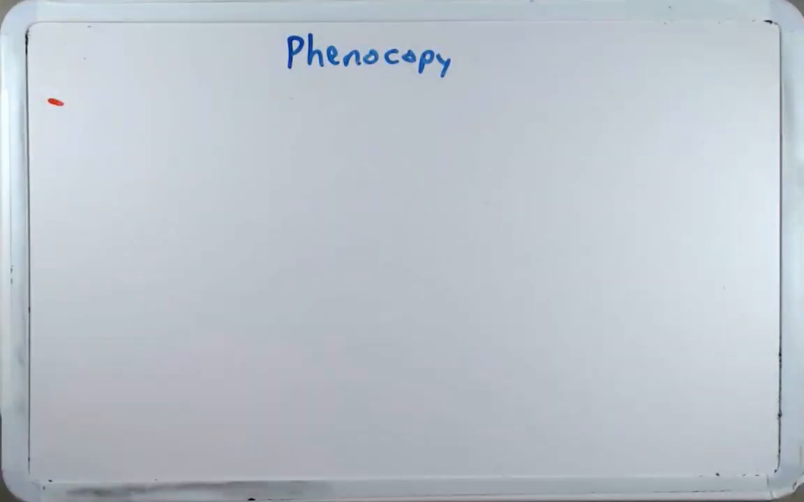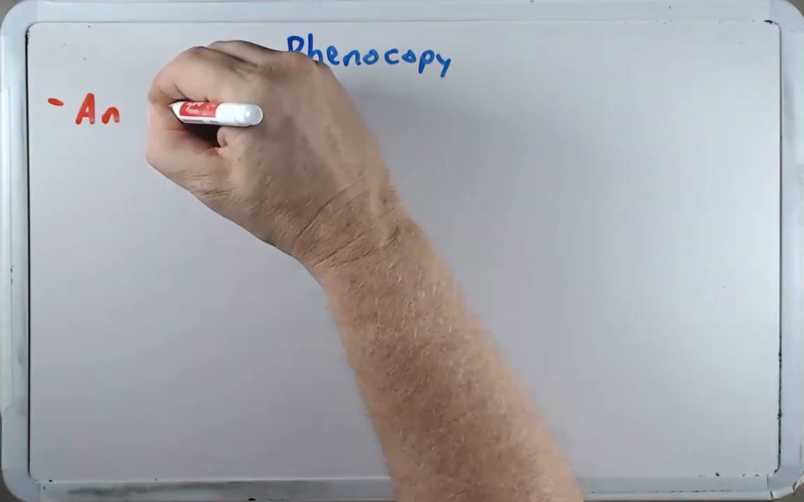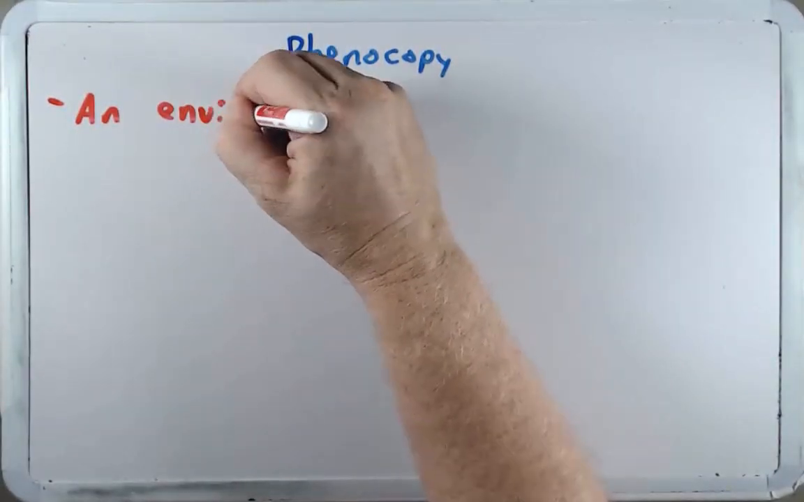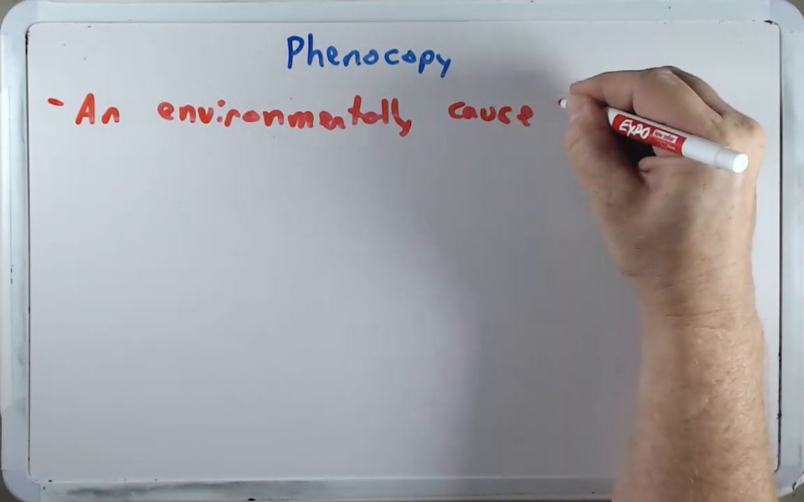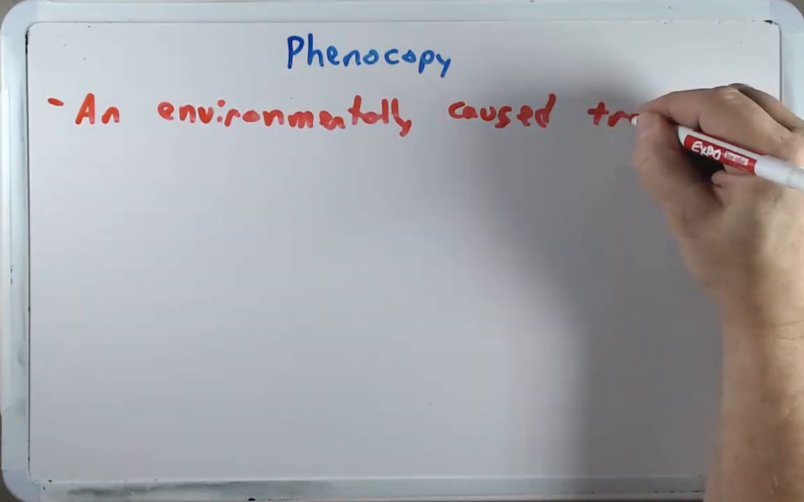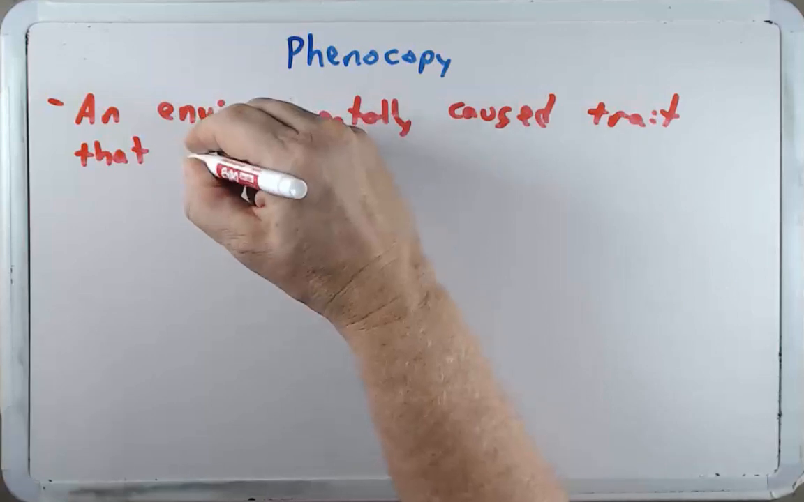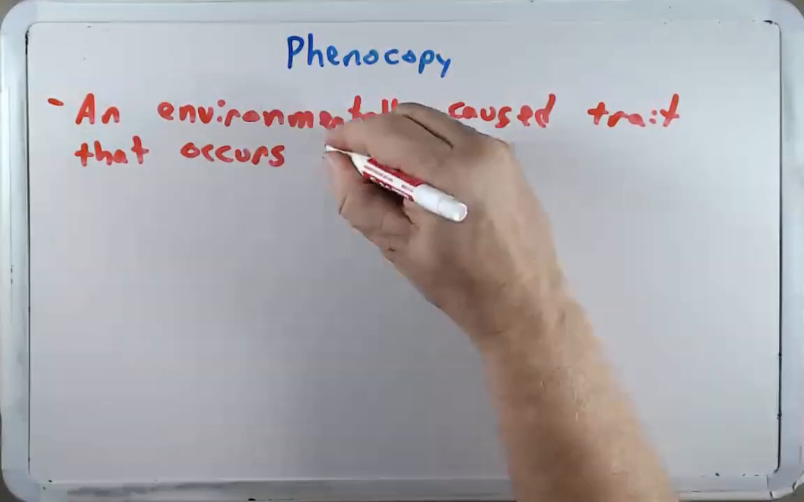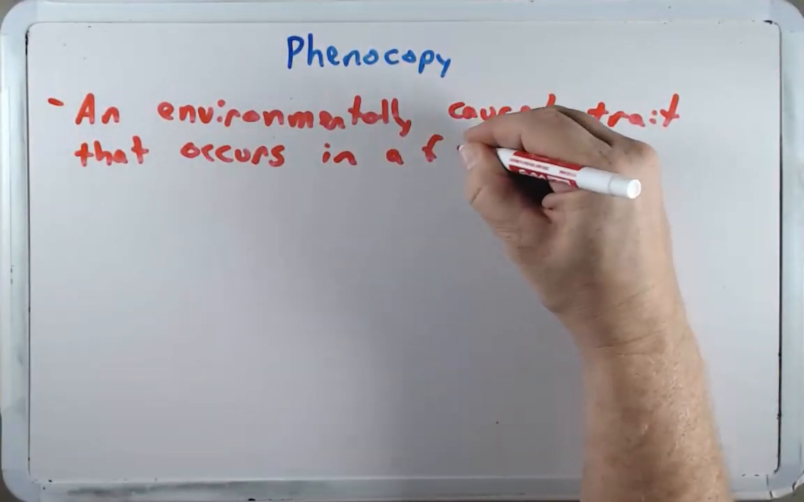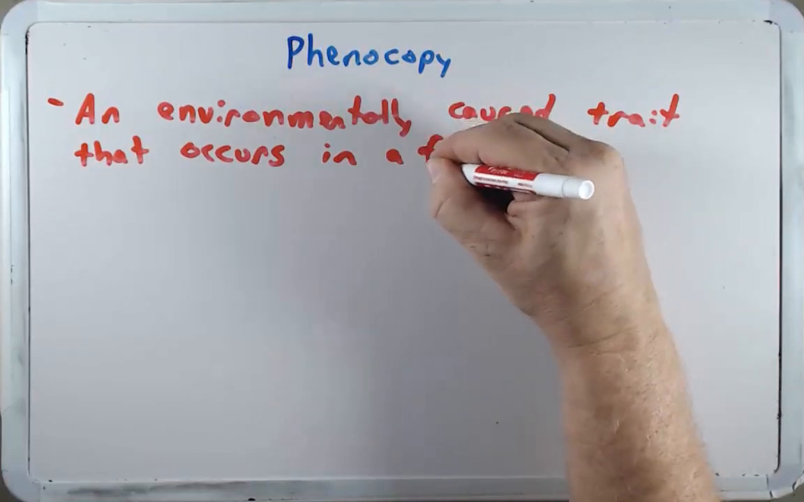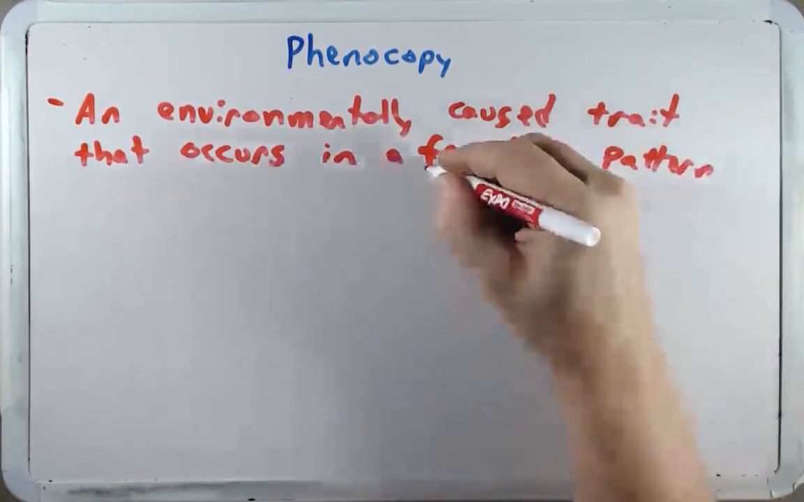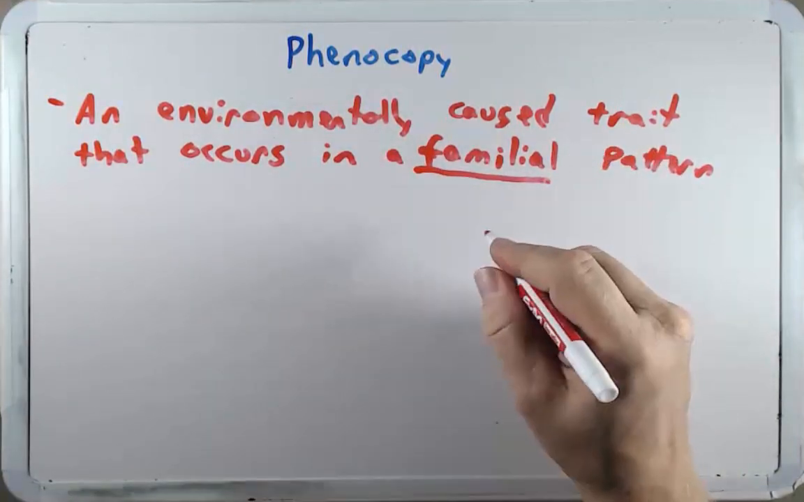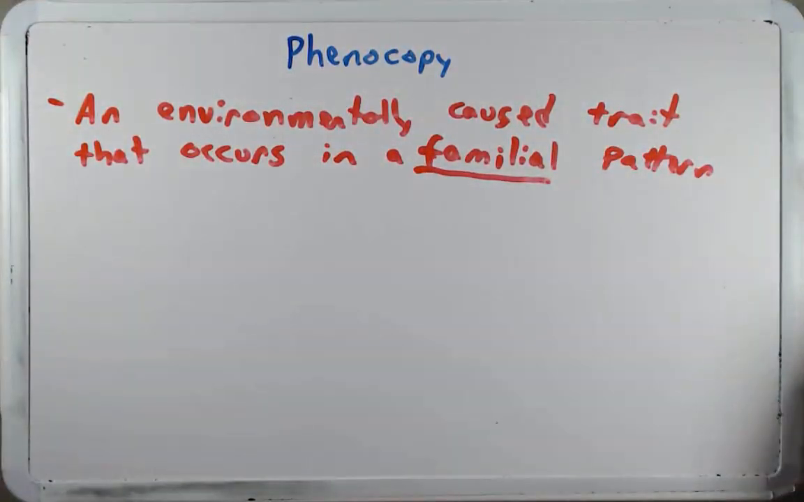All right, the next extension to Mendel's rules I want to talk about is something called phenocopy. So let's start with a simple definition here. An environmentally caused trait that occurs in a familial pattern. And when I say familial, all I really mean by that is that the trait appears that it's inherited.